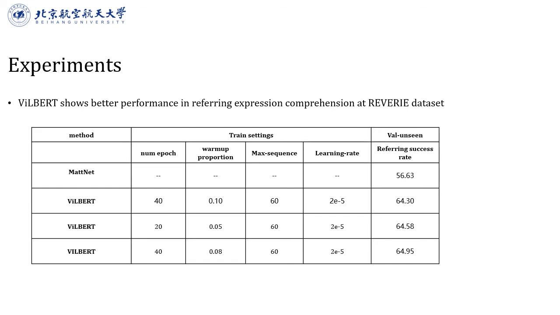Here are some experiment results. This table shows the referring success rate at the ground truth viewpoint. The ViLBERT outperforms the MattNet a lot. Under different training sets, the ViLBERT is about 16.4, but the MattNet is about 56.